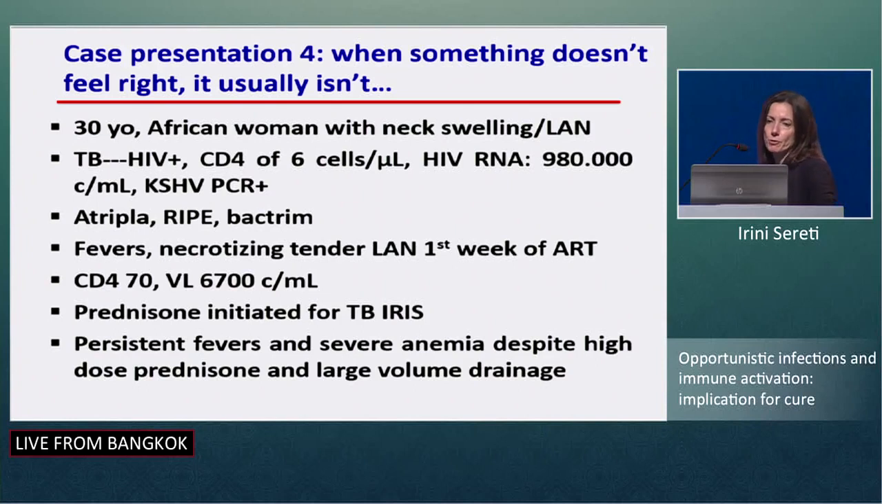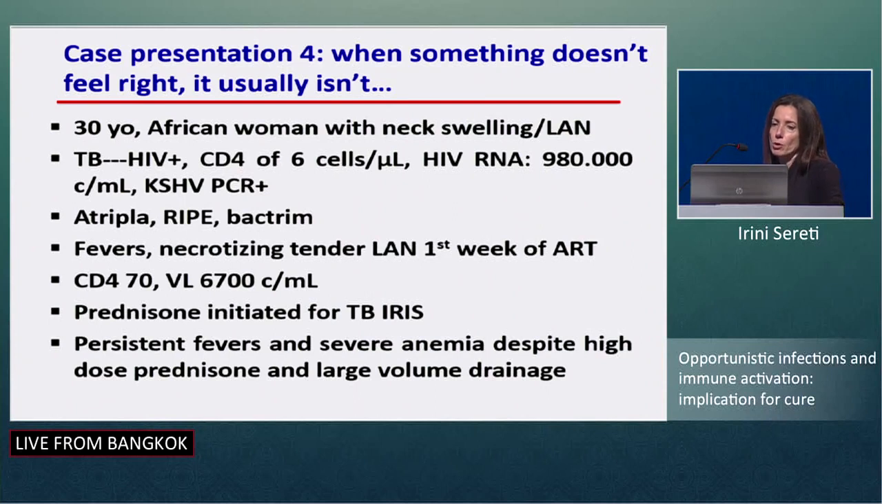Okay, the fourth case: when something doesn't feel right, it usually isn't. So this was also an African woman, initially presenting with neck swelling and lymphadenopathy. She was diagnosed with TB that led to the diagnosis of HIV. Her CD4 was 6. Her HIV RNA was close to 1 million.